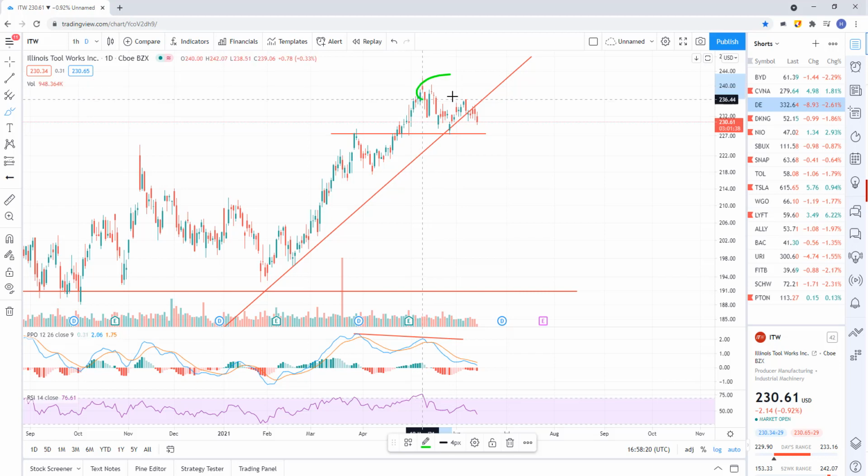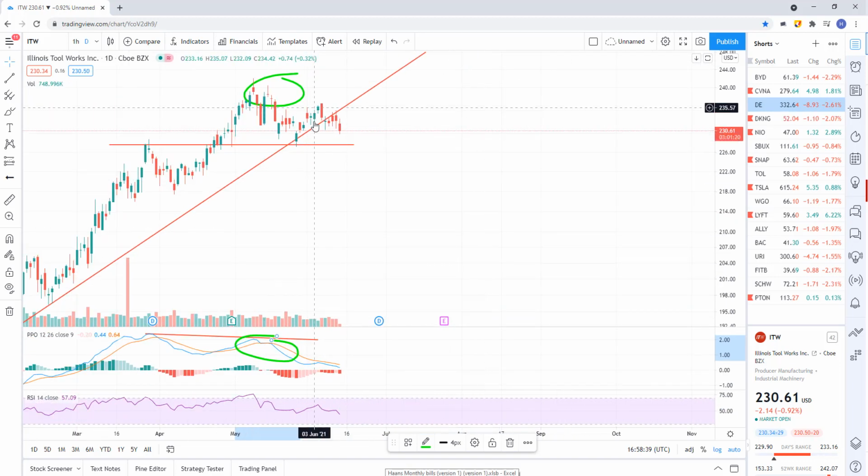So this was a divergent high in the PPO. See it right there, how it's a lower high than previous. Here's your high in price, here's your high in momentum. Here's a higher high in price and a lower high in momentum. But you never had that same setup in the RSI, so kind of mixed signals. And you can see this one's not selling off quite as much. You also have this level of support right there at about 227.60. So I'd probably want to wait for that to go before shorting this thing.